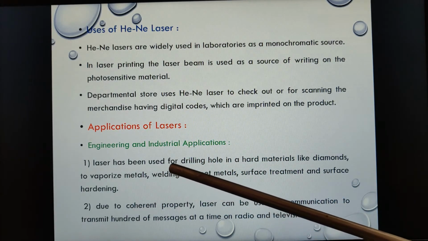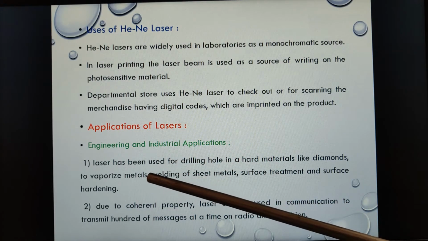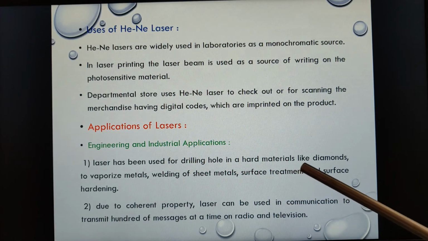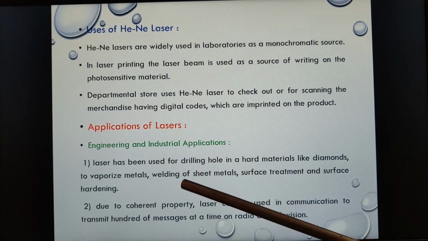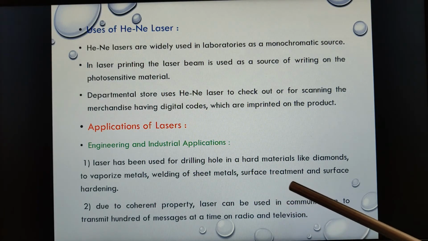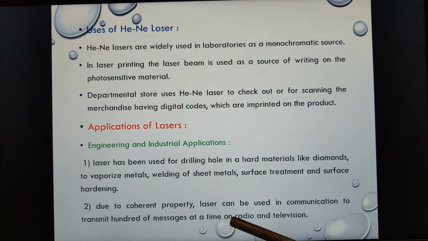First, the application in engineering and industry. Laser has been used for drilling holes in hard materials like diamonds, to vaporize metals, for welding of sheet metals, surface treatment and surface hardening. Second application: due to its coherent property, laser can be used in communication to transmit hundreds of messages at a time on radio and television.